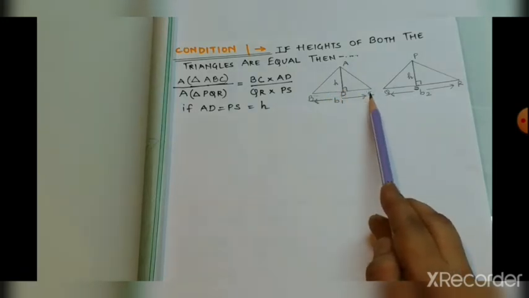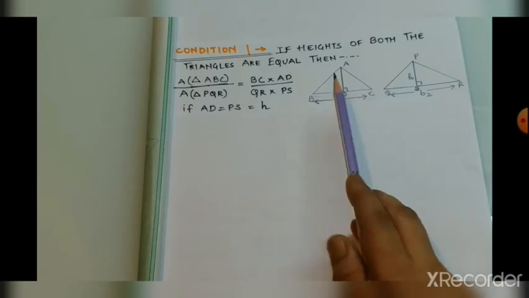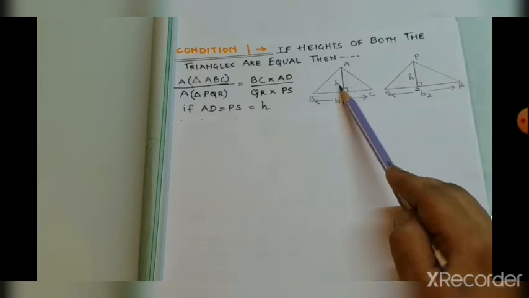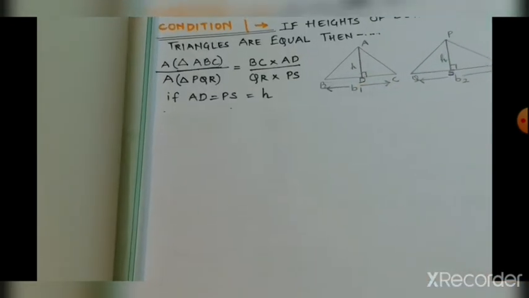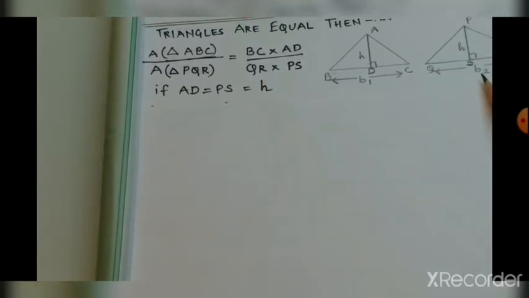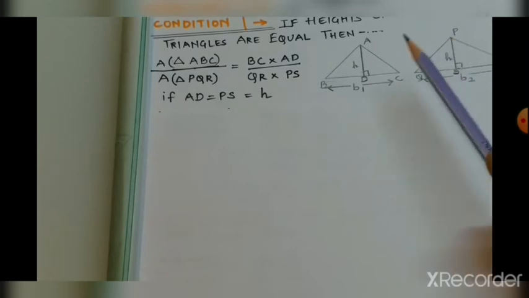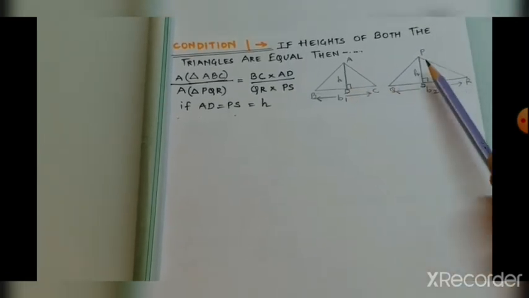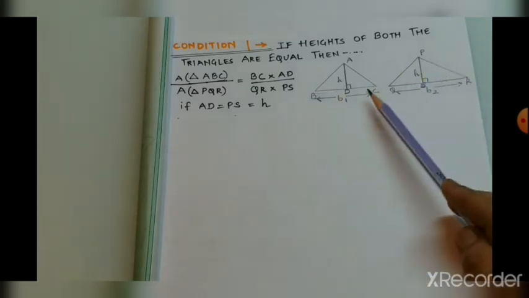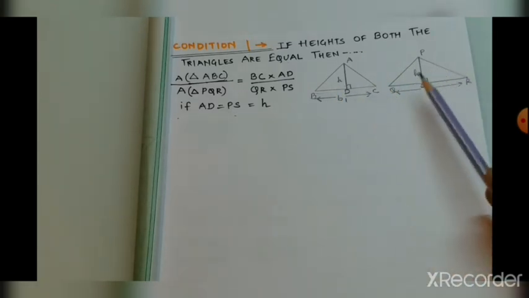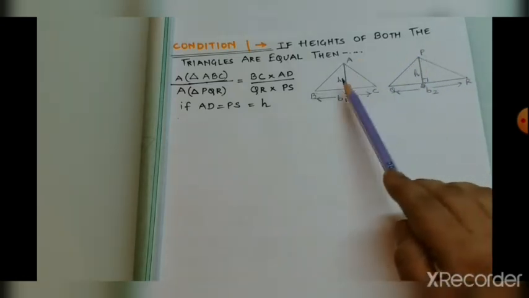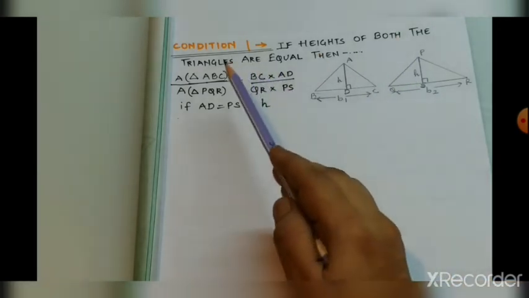The base is BC, which we have written as B1. And the height is given as H. AD is H. Whereas in triangle PQR, the base is QR, which we have given as B2. But the height is same as the first triangle, that is PS, which we have written as H. So in this example, in these triangles, the bases are different, but they have same height. So in such case, what will happen?